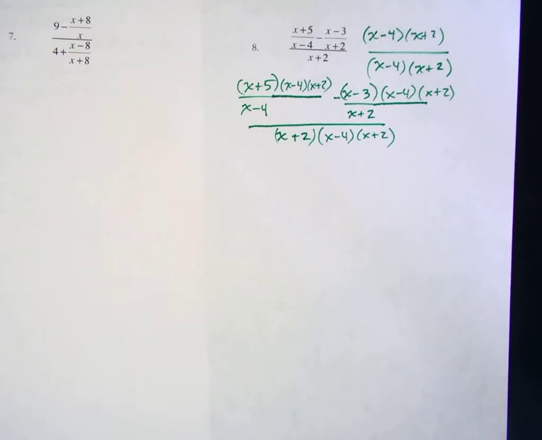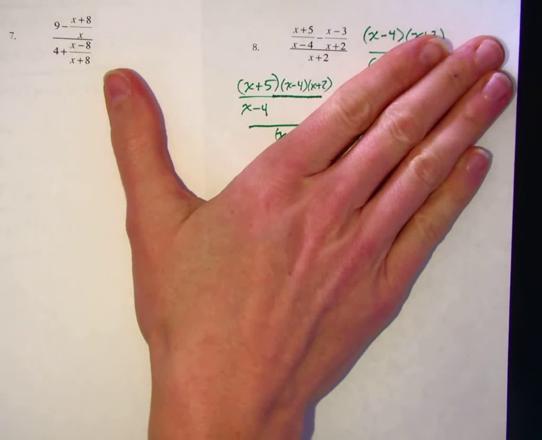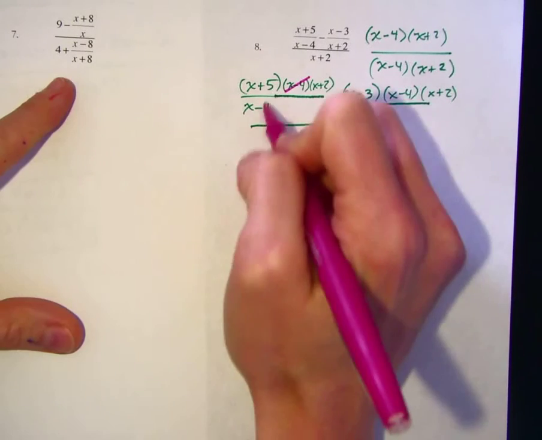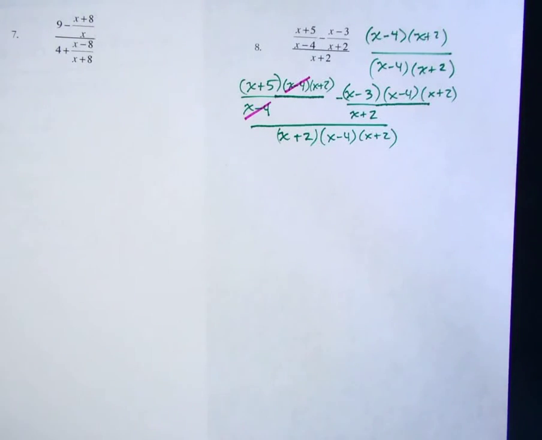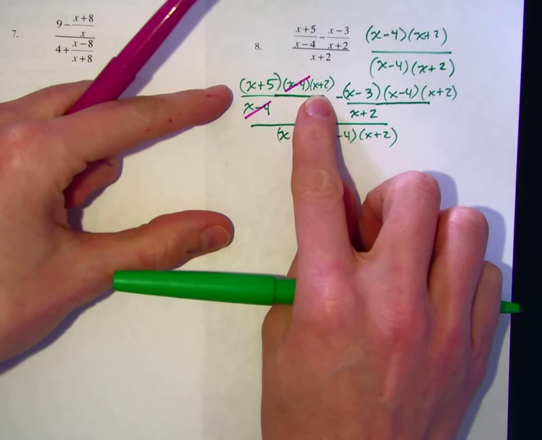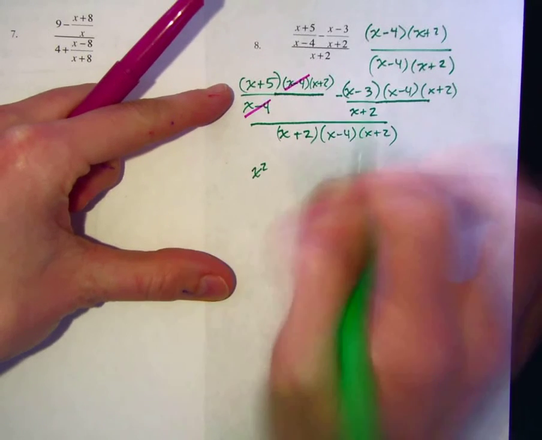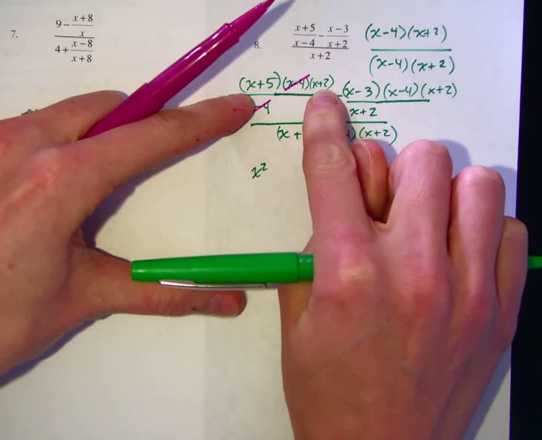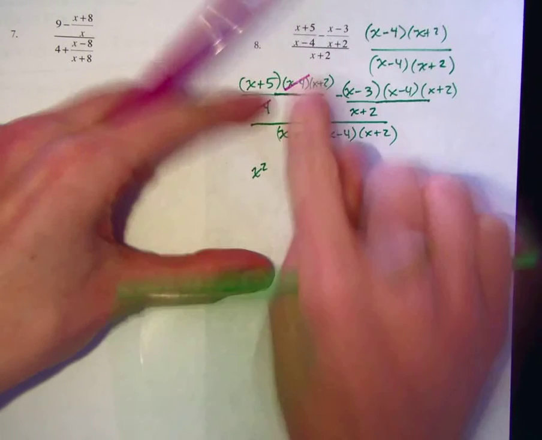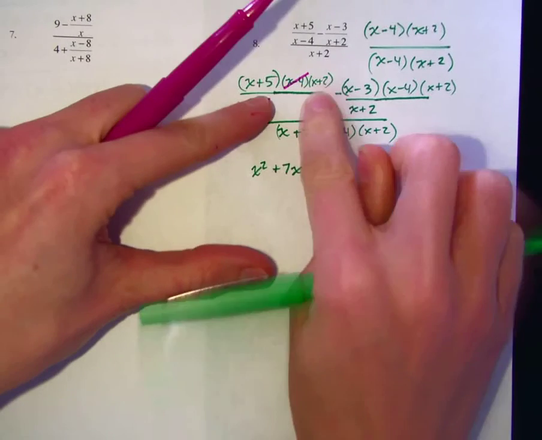All right, what's going to cancel out in this first part here? X minus 4, but then what are we going to have to do? Yeah, we have two binomials, so we're going to have to distribute that. What's x times x? X squared. And then here we have a 2x. Here we have a 5x, so what are we going to have? 7x. And then the last term is going to be 10.